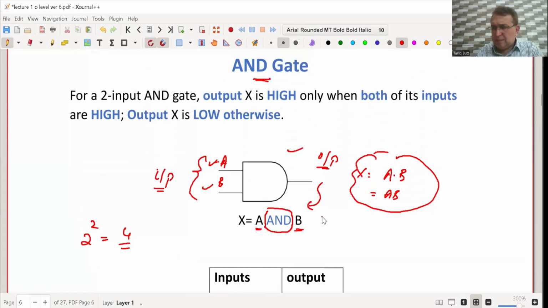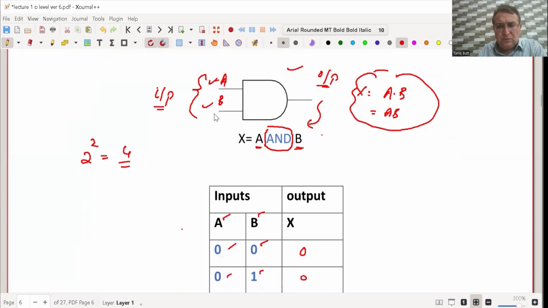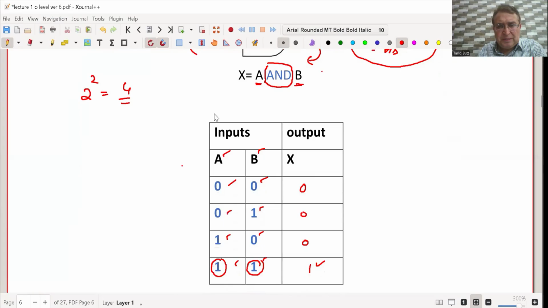So it is written down here that for a 2-input AND gate, output, let's say it is labeled as X, is high only when both of its inputs are high. I mean, when both of its inputs are 1. Otherwise, output is low. So we had shown this with the help of this truth table.